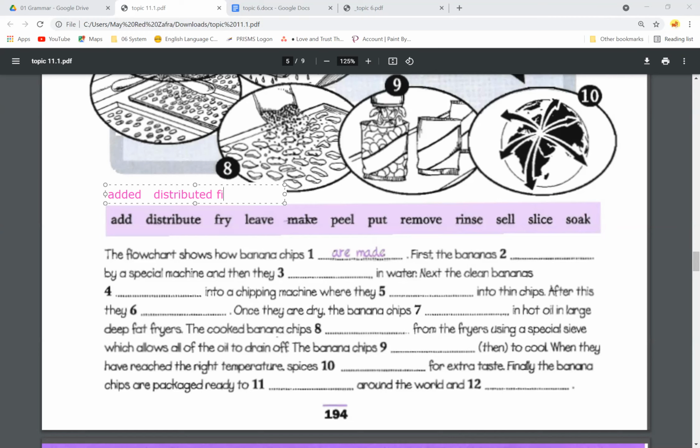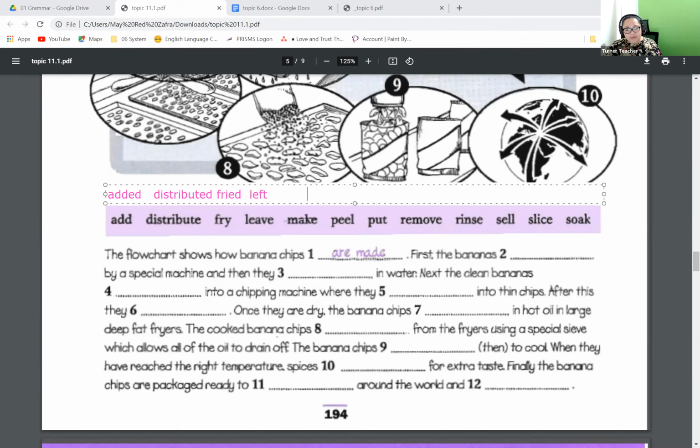Fried. Fried, yes. Okay, next. Past participle for leave. Left. Past participle for make. Made. Very good. You guys are amazing. Past participle for peel. Peeled. Past participle for put. Put. Past participle for remove. Removed. Past participle for rinse.